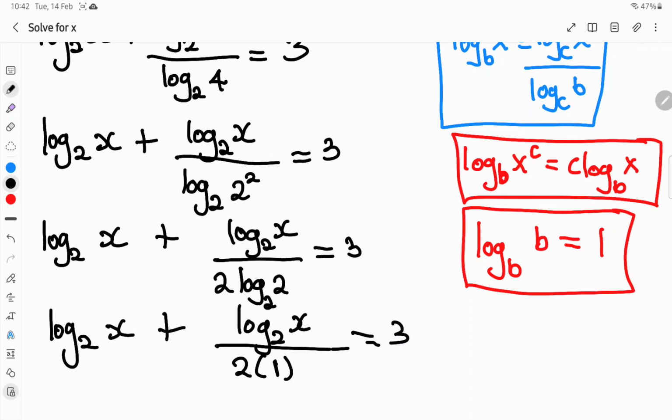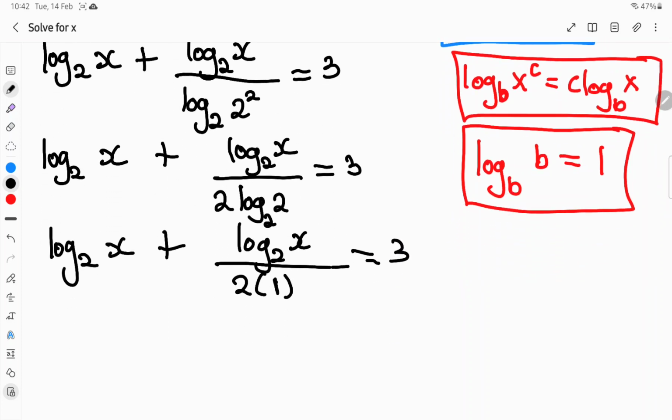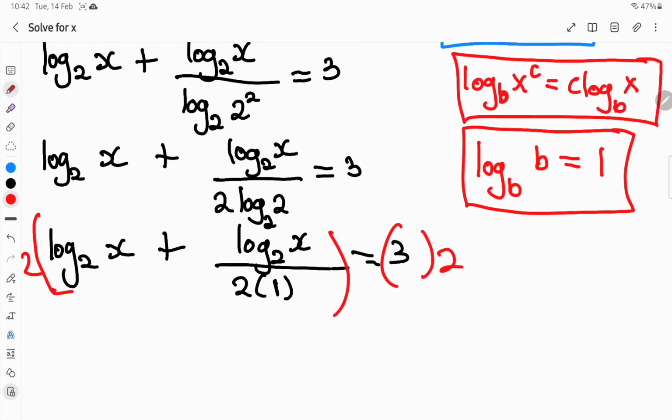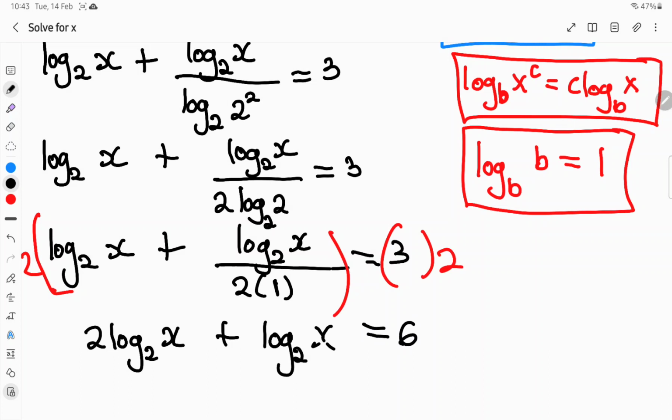equals 3. Now, what do we do to eliminate the fraction? We're going to multiply both sides by 2. So we multiply this side by 2, and this side by 2, and now this becomes 2 log base 2 of x plus log base 2 of x, equals 6.